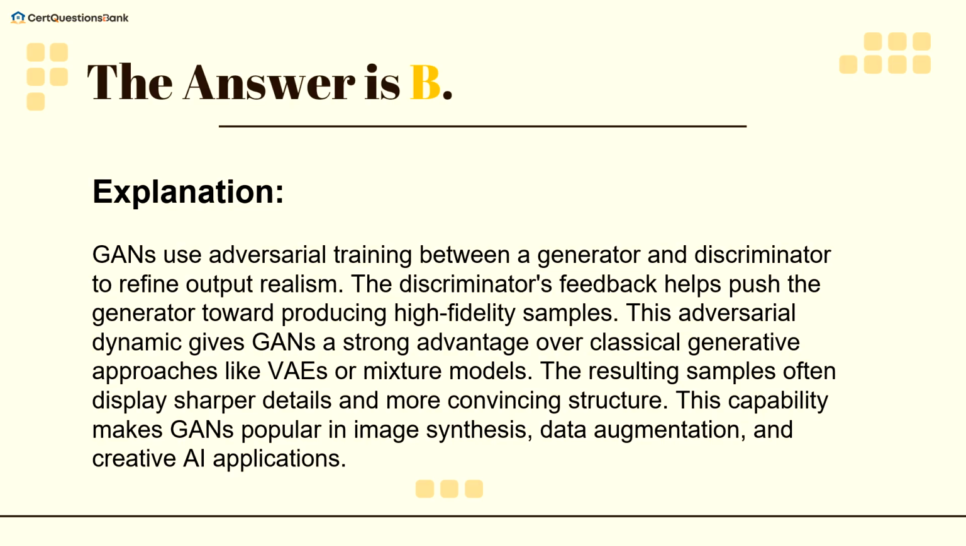The answer is B. GANs use adversarial training between a generator and discriminator to refine output realism. The discriminator's feedback helps push the generator toward producing high-fidelity samples. This adversarial dynamic gives GANs a strong advantage over classical generative approaches like VAEs or mixture models. The resulting samples often display sharper details and more convincing structure. This capability makes GANs popular in image synthesis, data augmentation, and creative AI applications.